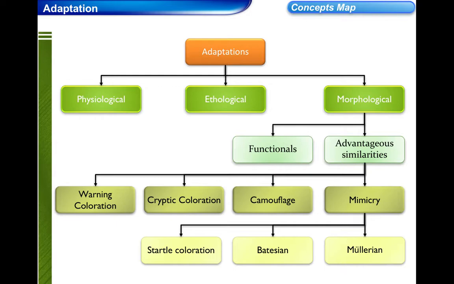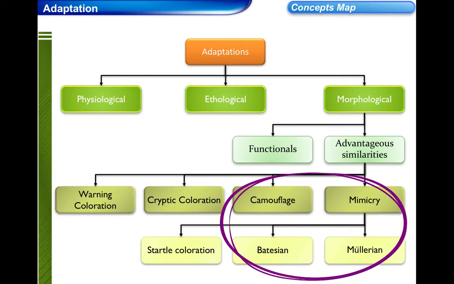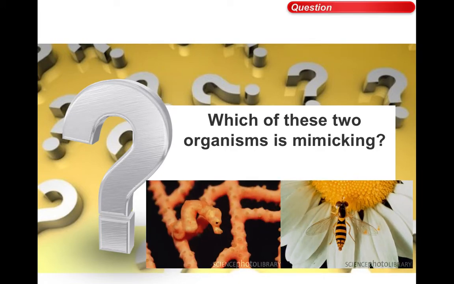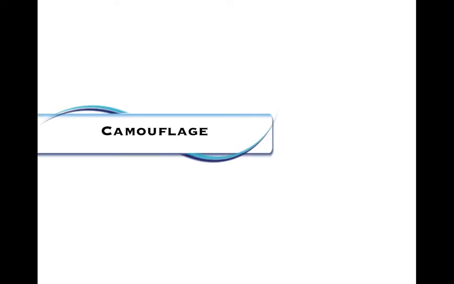And this is a concept map which organizes several kinds of adaptations, but here we're going to focus on camouflage and mimicry. And I would like to start by asking students which of these two organisms is mimicking. And I expect that at least some of them pick the seahorse, which is actually camouflaging among the corals. So after discussing this question with the students, we can explain the difference between those two concepts.